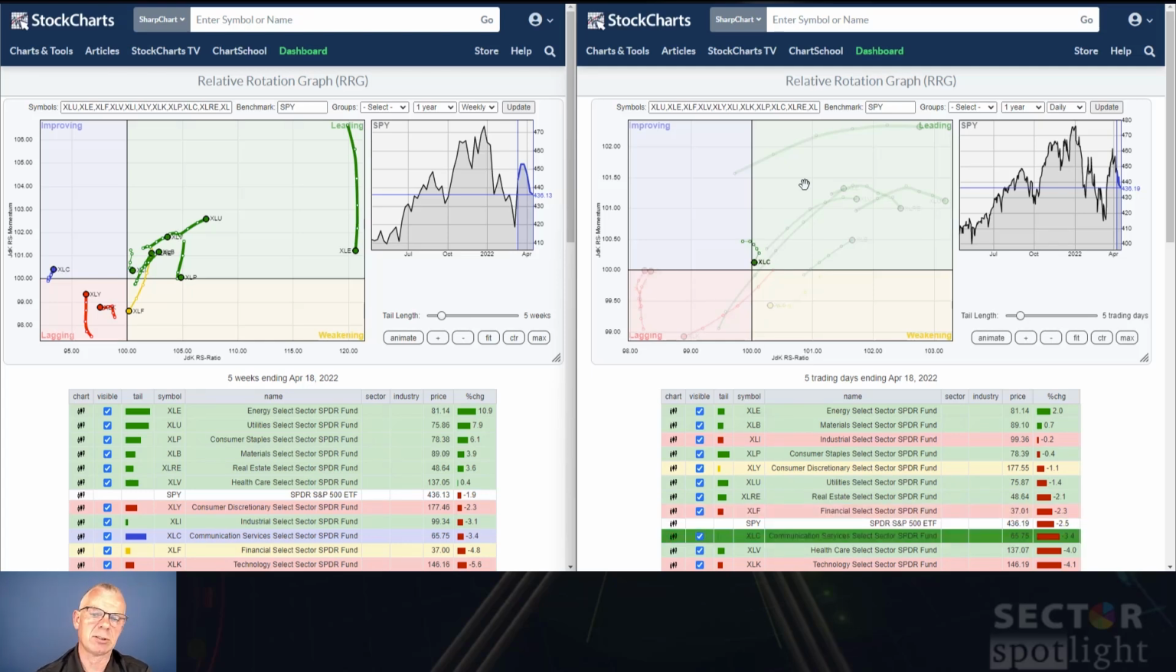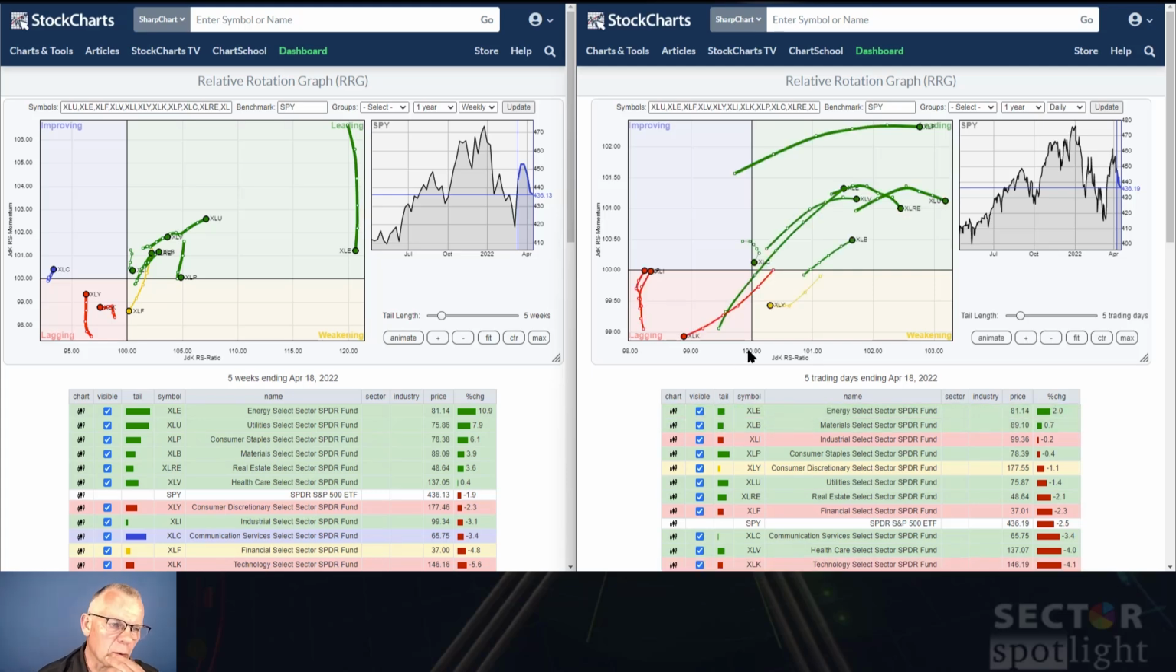Communication services, you can see that it's now already rotating back. It's very close to the benchmark, but turning back towards the lagging quadrant. We got healthcare, had a good week, stable momentum, and then you got technology moving into lagging and getting back in sync with the weekly tail.